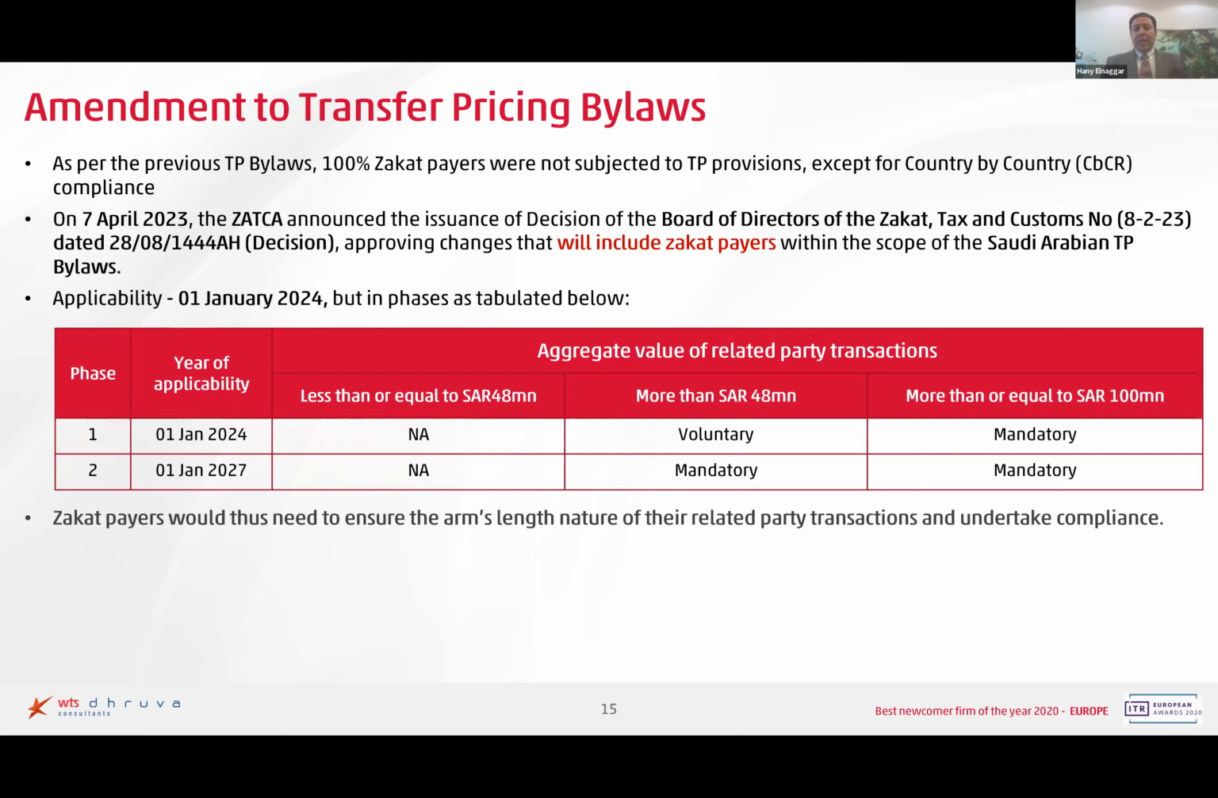Okay, so now the Zakat payers need to ensure the arm's length nature of their related party transactions and undertake compliance. And I want to highlight something very important, because maybe some of the audience might say, yeah, it will start from 1st of January 2024, so why do we need to highlight this now? My answer is that it is very important, because a related party transaction is not a one-day transaction. It's not one-day changes. So we need to plan very well from now, because we still have time to plan our transactions and to review all the contracts.